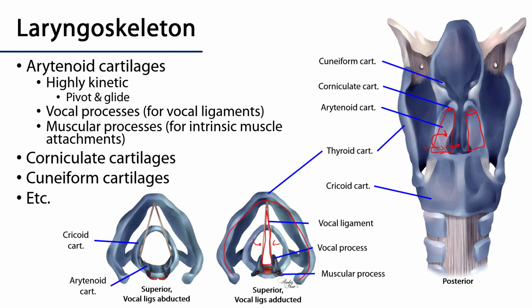Whereas here we can see that those vocal processes have been pivoted outwards, and with them go the vocal ligaments, and so these are abducted. And then, of course, we have our corniculate cartilages atop the arytenoids and the cuneiform cartilages sitting in those aryepiglottic folds.